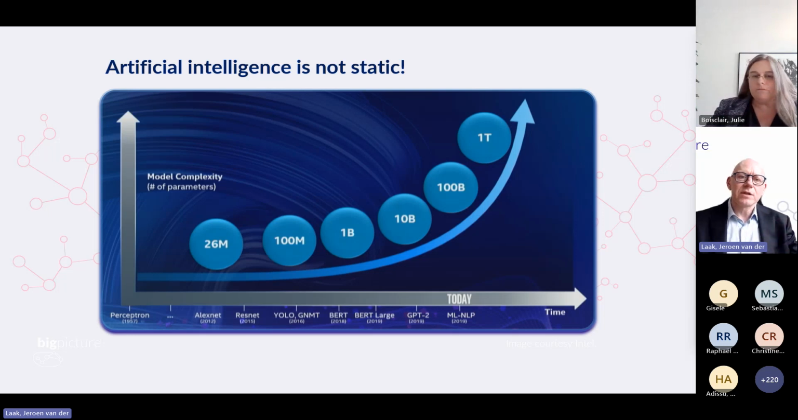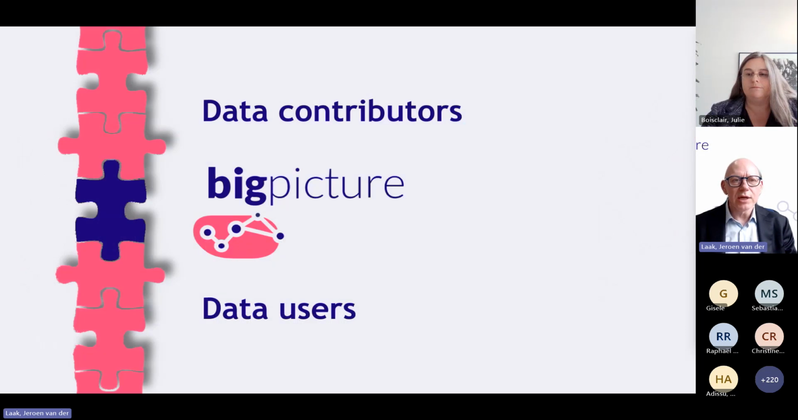And if the lake is just a lake, which is very static, of course, then it could be that we cannot meet that requirement. So what we realized is that actually it would be great if Big Picture could be a big repository containing a lot of data. But at the same time, Big Picture could also be the puzzle piece linking the data user, the person that wants to build AI in the future, to the data contributor.